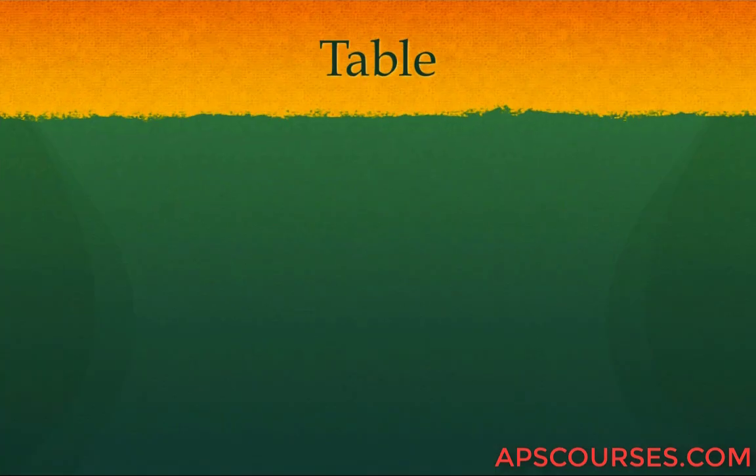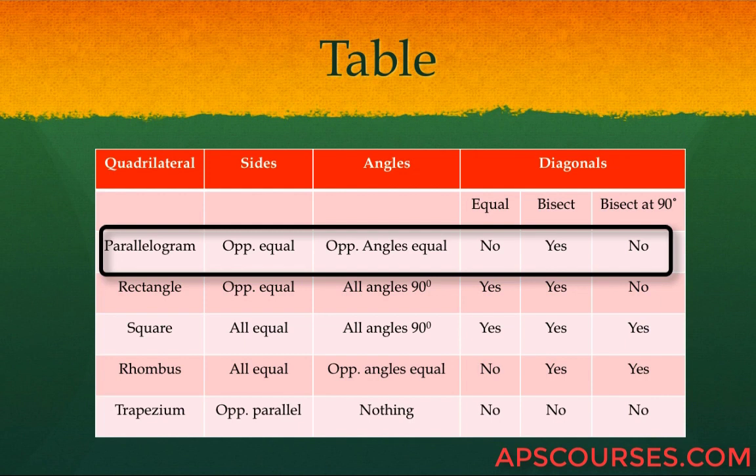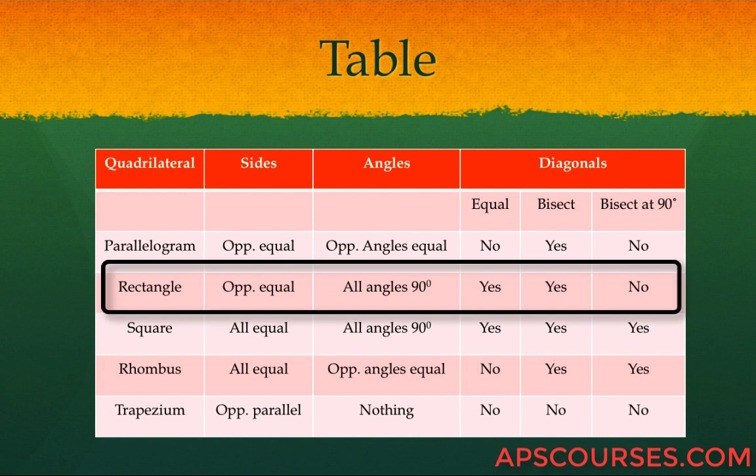The table for quadrilaterals. In this table, all the properties of 5 different kinds of quadrilateral are listed. A parallelogram has opposite sides equal and opposite angles equal, and the diagonals are not equal, but they bisect each other, though they do not bisect at 90 degrees. In a rectangle, the opposite sides are equal, all the angles are also equal, and the diagonals are equal and they bisect each other, but they do not bisect at 90 degrees.